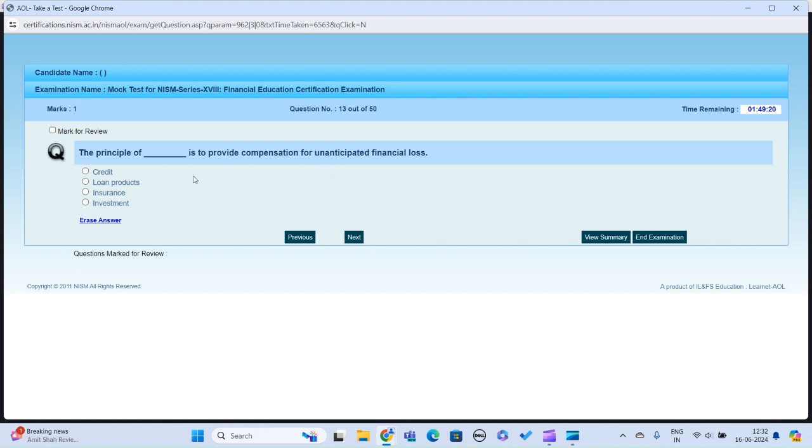The principle of compensation for unanticipated financial loss, that is straightforward insurance. The other ones are credit, loan products, investment. So insurance should be the answer.